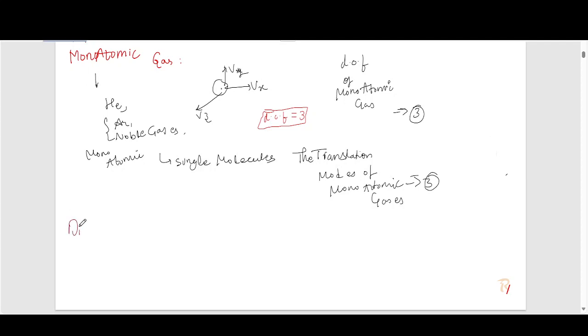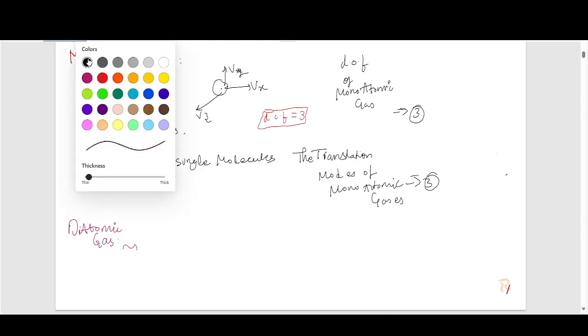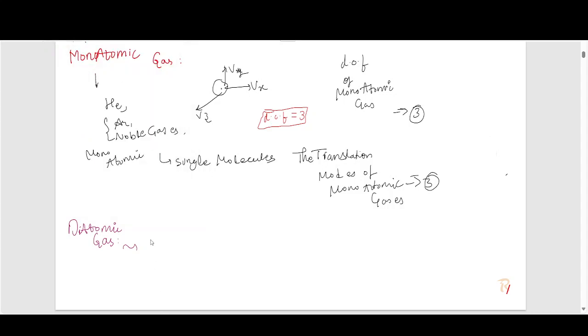Coming to diatomic gas. The examples of diatomic gases are oxygen, hydrogen, nitrogen: O2, H2, N2. Let me take a diatomic molecule with a nucleus which has a y-axis, x-axis, and z-axis.